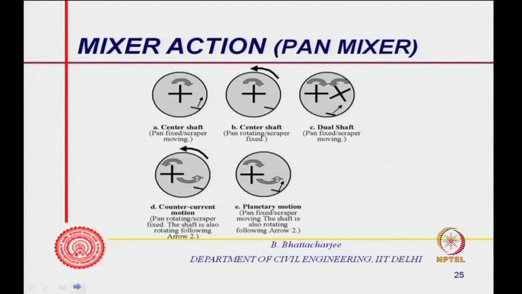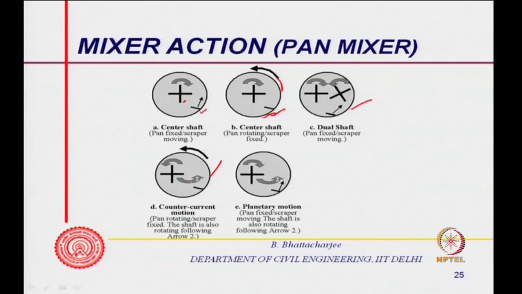For example, you can have a counter shaft. So, there is a baffle here, right? The pan is fixed, this rotates, right? These scrappers are moving. In this one, the shaft is at the center, and this is rotating; the drum also is rotating. In this one the drum rotates and the scrappers are fixed. In this one, dual shaft, and the scrapper moves, and the pan is fixed. Here the scrapper is moving and the pan is fixed; in this one the pan rotates and the scrapper is fixed; in this one the pan rotates and the scrapper also rotates.